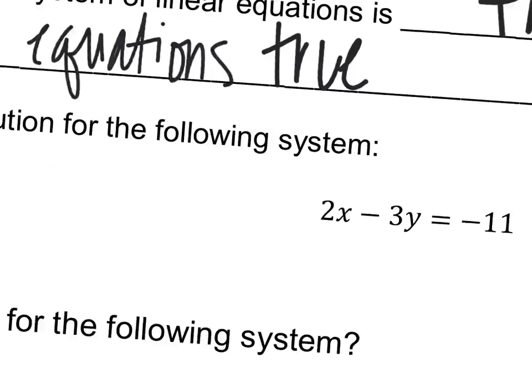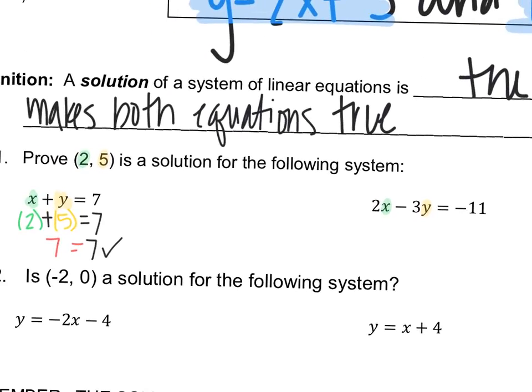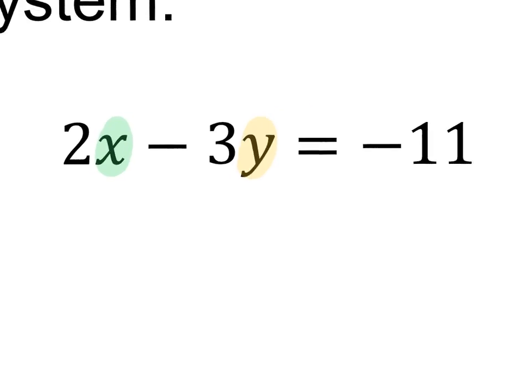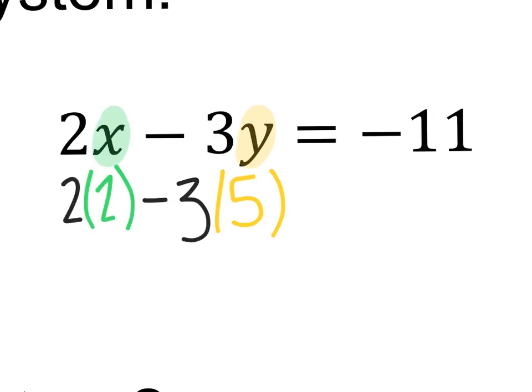I'm going to see if the same thing happens over here. So again, I'm going to replace x with 2, and I'm going to replace y with 5, just like I did in the other equation, because remember, my x value in the ordered pair was 2, my y value is 5. So instead of x, I'm going to write 2. Anytime I take out a letter and put in a number, I need to put that number in parentheses. And instead of y, I'm going to plug in 5, and it equals negative 11.